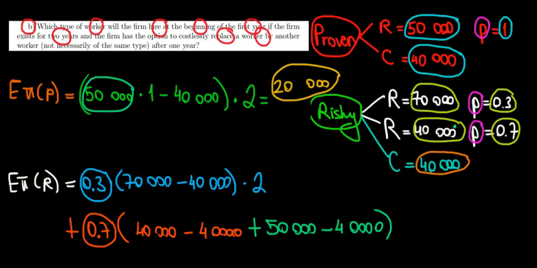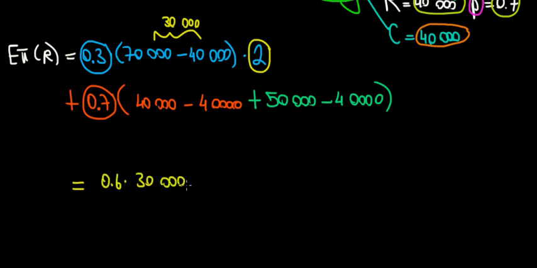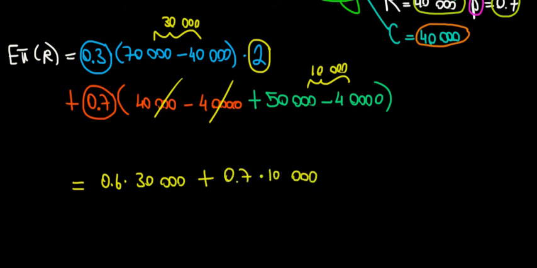And now it's just a matter of math to calculate. Let's see what we would get. So let's write everything over here below. We would have 0.3 times what's here, 70k minus 40k. That's 30,000 euros and times 2. So that's 0.3 times 2 is 0.6 multiplied with 30,000 euros plus what do we have in this bracket over here? 40,000 minus 40,000 cancel out. 50k minus 40k is just 10,000, so 10,000 euros over here, multiplied with 0.7, so plus 0.7 times 10,000 euros. As a result, we would have 25,000 euros in expectations.